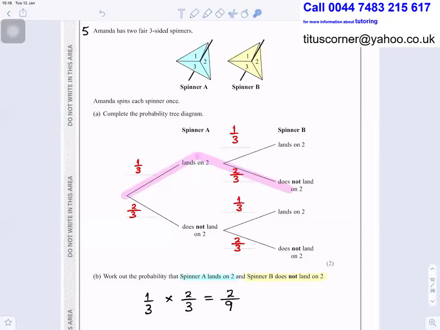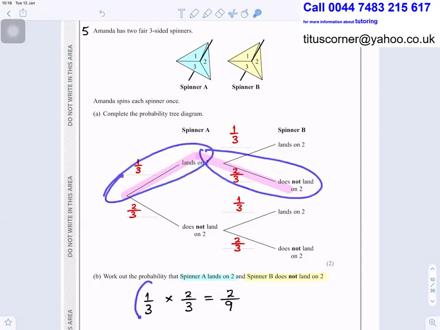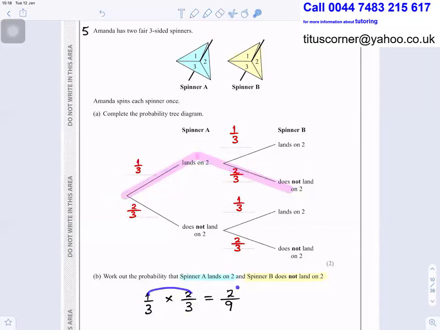Part B says, work out the probability that spinner A lands on 2 and spinner B does not land on 2. So if you look on the probability tree diagram, spinner A lands on 2 and spinner B does not land on 2. So it is 1 over 3 times 2 over 3. Following that path, you multiply as you go along. So 1 times 2 is 2, 3 times 3 is 9. So the probability is 2 over 9.